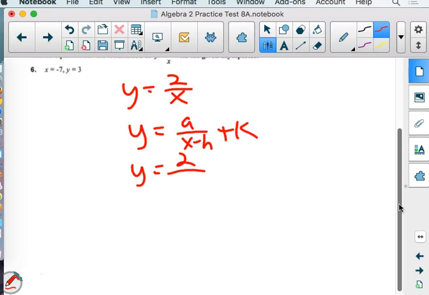Which one of those do you suppose needs to go underneath that? The x, right. So it's going to say x minus a negative 7. We're not leaving that. What will we put? x plus 7. And what do you do with the 3 back there?